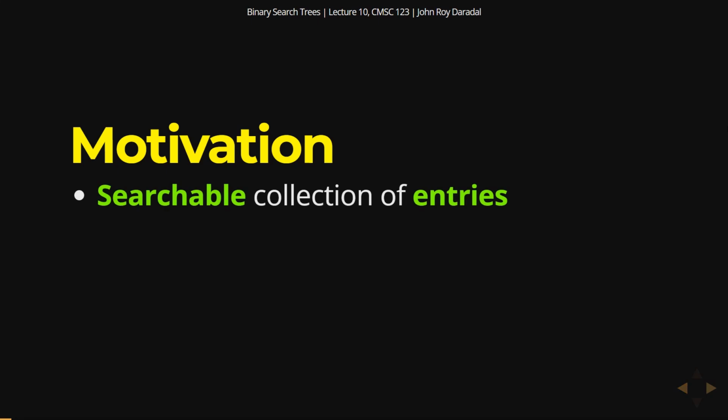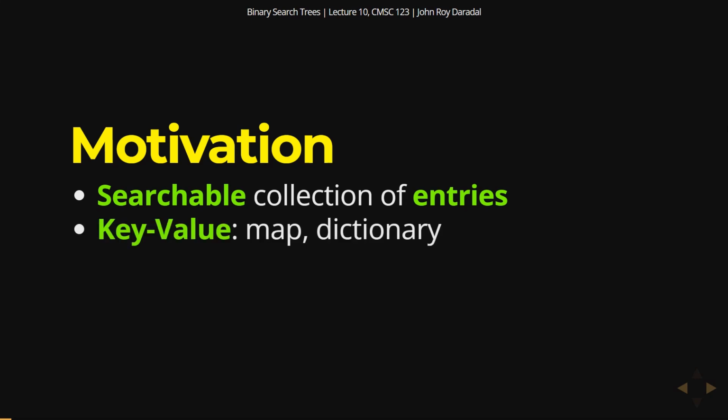Okay, so let's start with the motivation for BSTs. So far, we have seen several ADTs that model a searchable collection of entries. And if you recall, entries are just key value pairs, right? So we've seen two ADTs so far that model such a collection. We have the map and the dictionary. If you remember, the only difference is that for maps, you need to have unique keys, whereas in dictionaries, the same keys are allowed. Okay, so both of them model a searchable collection of entries.